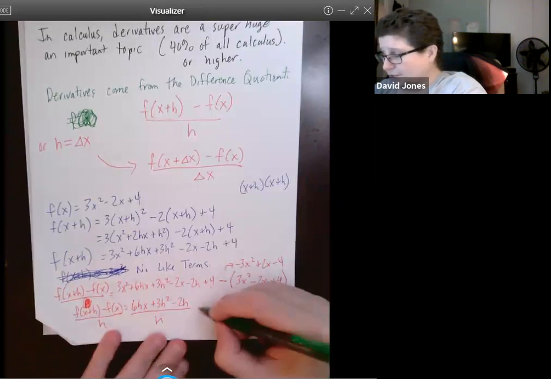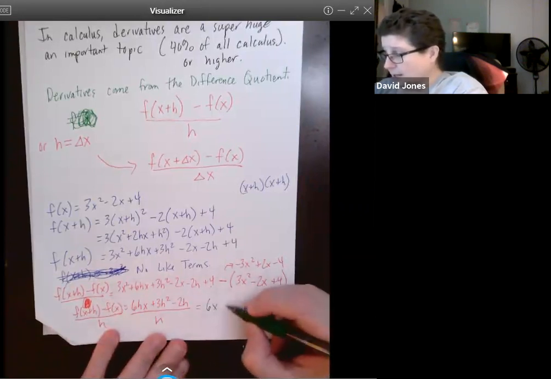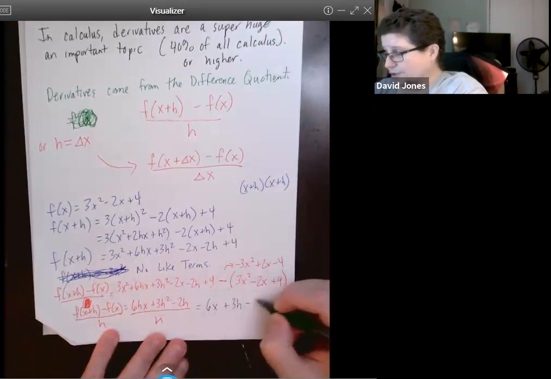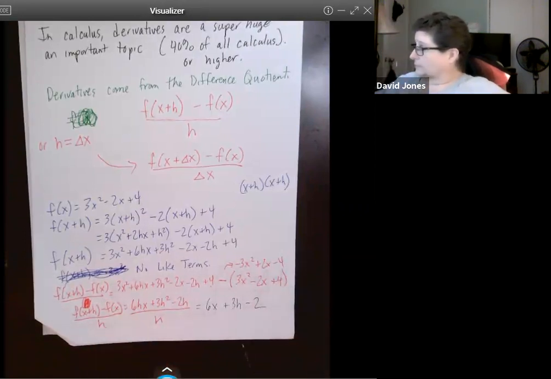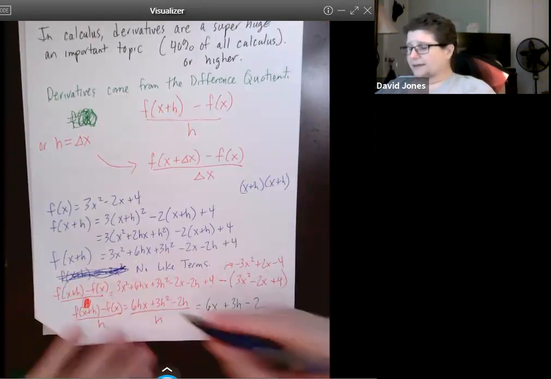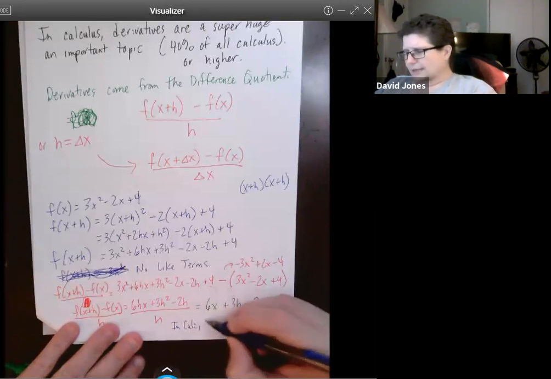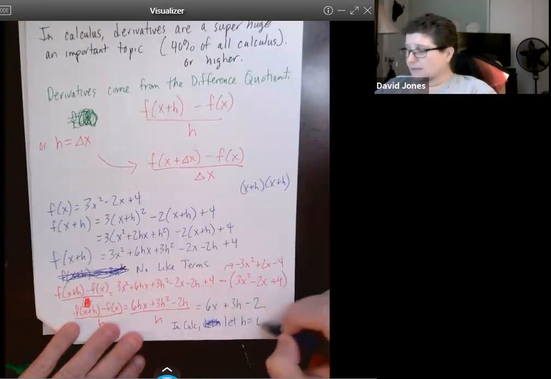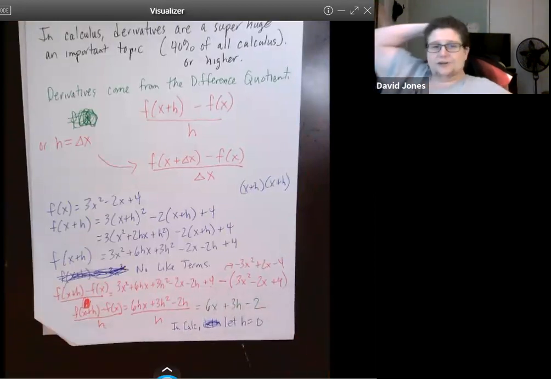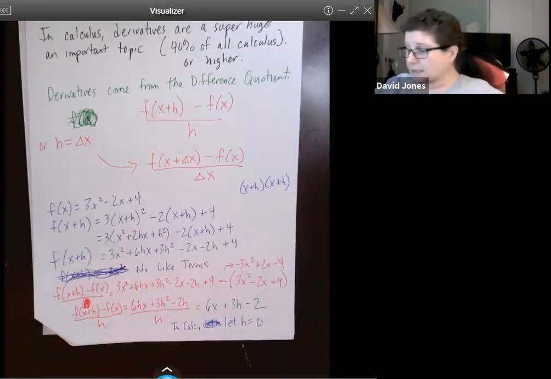When you divide by the h, you get 6x plus 3h minus 2. In calculus, to get the derivative, then you'll let h equal 0. And you'll get 6x minus 2 for the derivative. But the point is, you use these functions, subtraction of functions. This comes up.